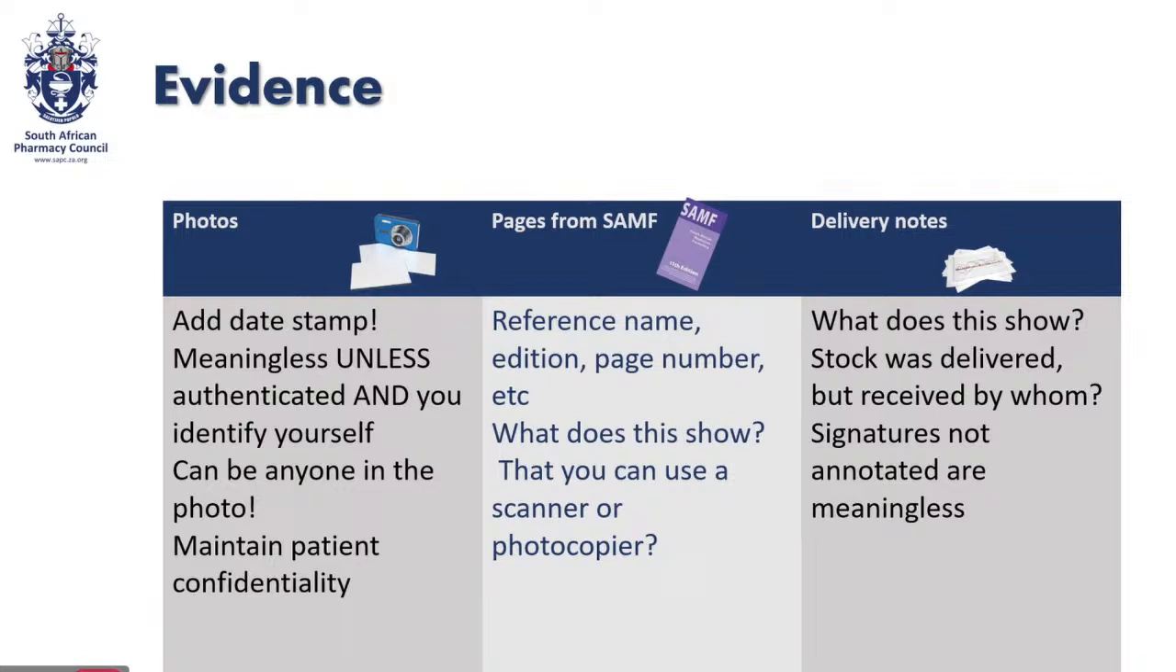For pages from the SAMF or any other reference, please tell us which edition and which page number you use. Why have you included this? Sometimes interns submit a whole page of the SAMF and, for example, use the dosage of a certain medication. So make an annotation at the dosage and say, this is the dosage, it aligns with the prescription, or I looked at the contraindications on this page, or I used the allergies, or whatever you used on that page. Just show the assessor and the moderator why you used that page, what information you used on this page, and how you used it. So what does this page show?